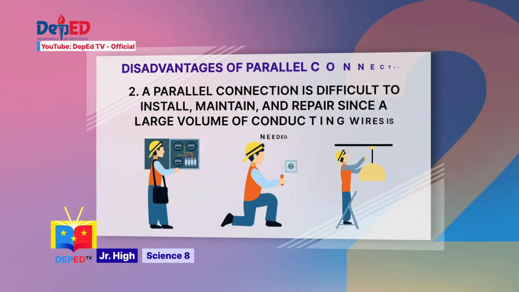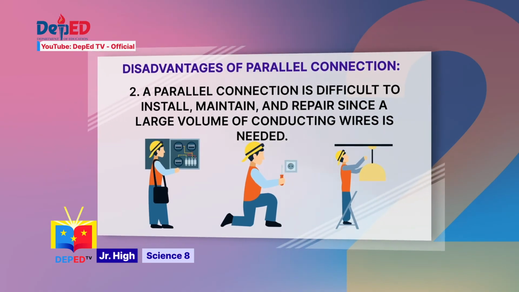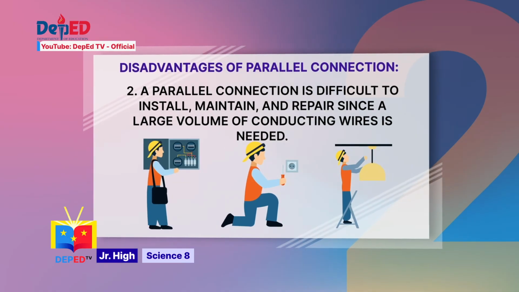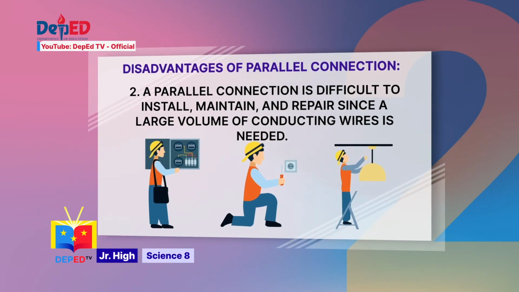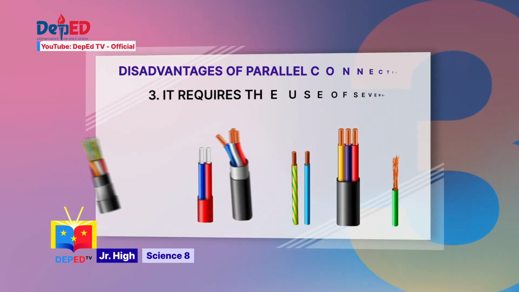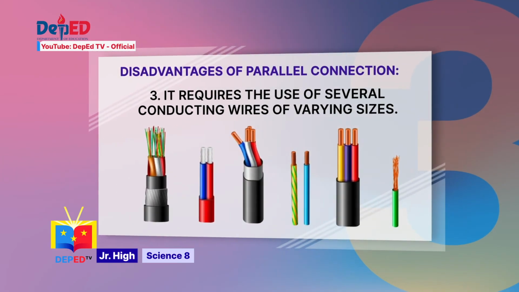2. A parallel connection is difficult to install, maintain, and repair since a large volume of conducting wires is needed. When a problem in the connection occurs, it is difficult to identify which loop among the many loops does not work. And 3. It requires the use of several conducting wires of varying sizes.